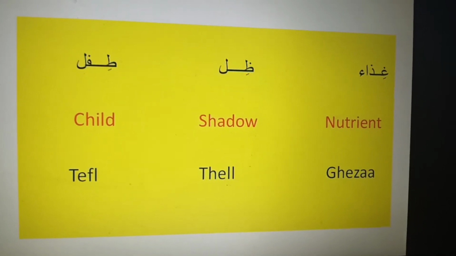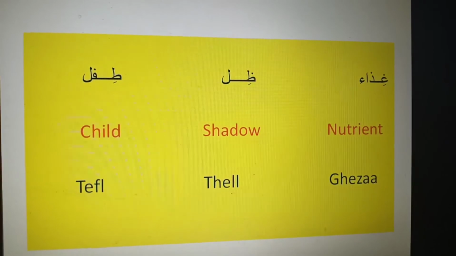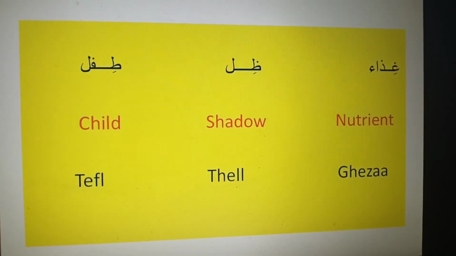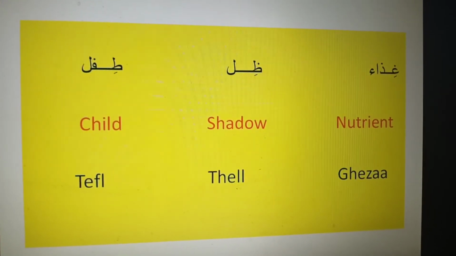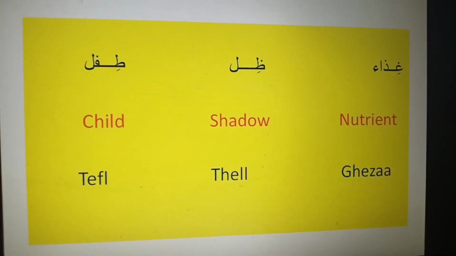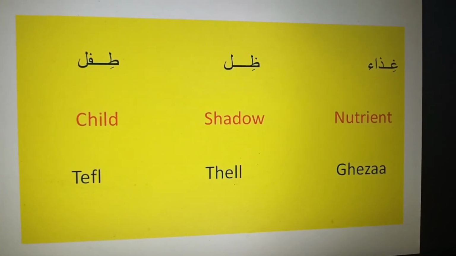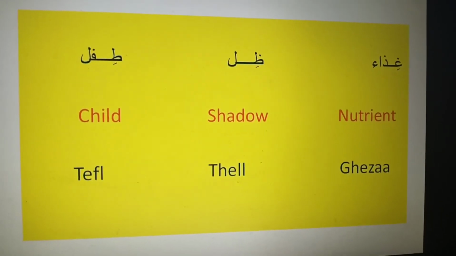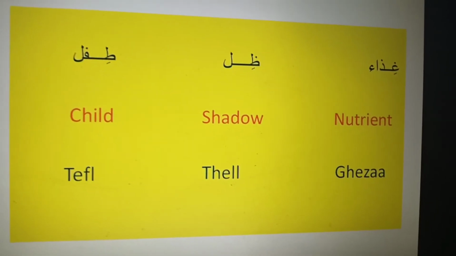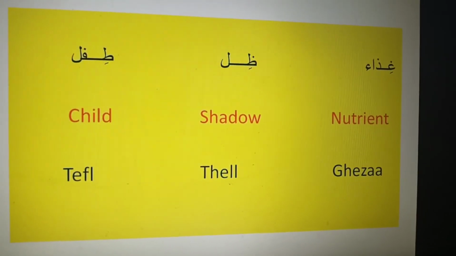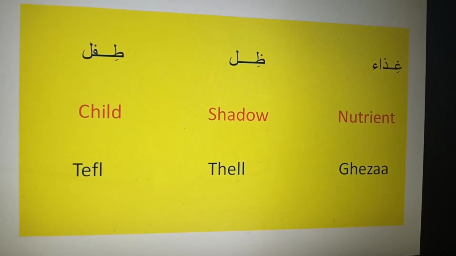So ظل means shadow, and consists of 2 letters. ظل is the first one. ض stands for TH, and it has kasra below it, so we added E. Then the last letter is lam. Lam stands for L, but we added double L for some reason, and I'm going to explain that in another video. So ظل: ض stands for TH, with kasra below it where we added E, and then the last letter is double L.